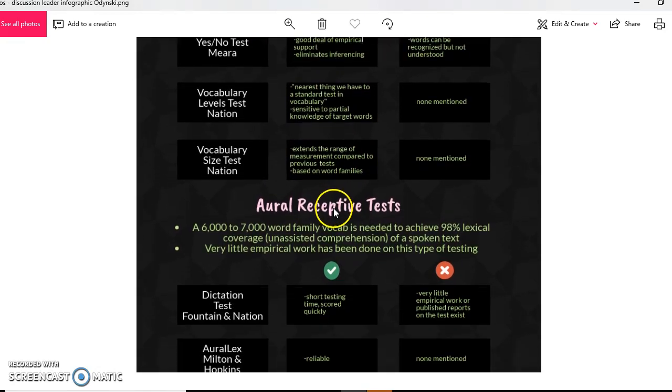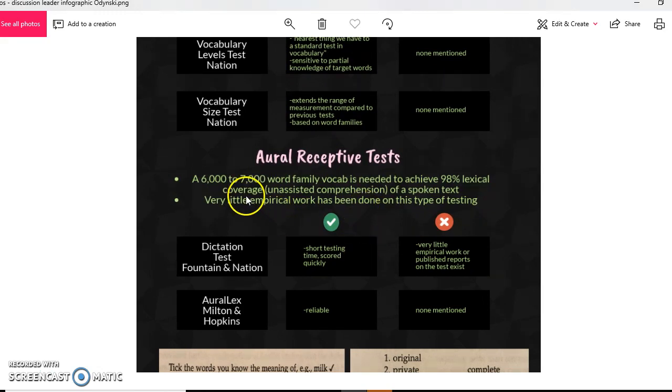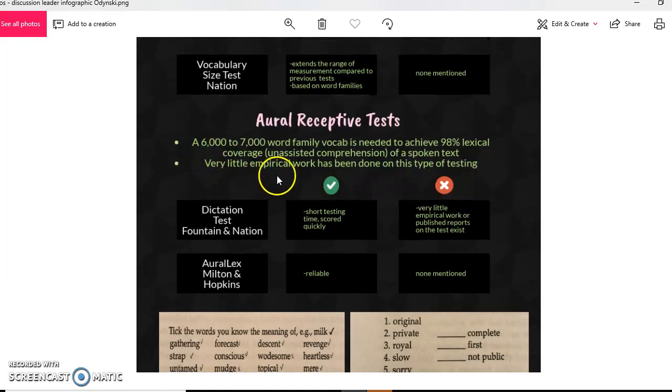Then there's oral receptive, aka what you hear or listen to. According to the authors, a 6,000 to 7,000 word family vocabulary is needed to achieve 98% lexical coverage, or unassisted comprehension of spoken texts. So it's less than the written, but still quite a few word families needed to comprehend without help. The authors do find it important to mention that very little empirical work has been done on this type of testing. So I thought that was interesting, that not a lot of research has been done.